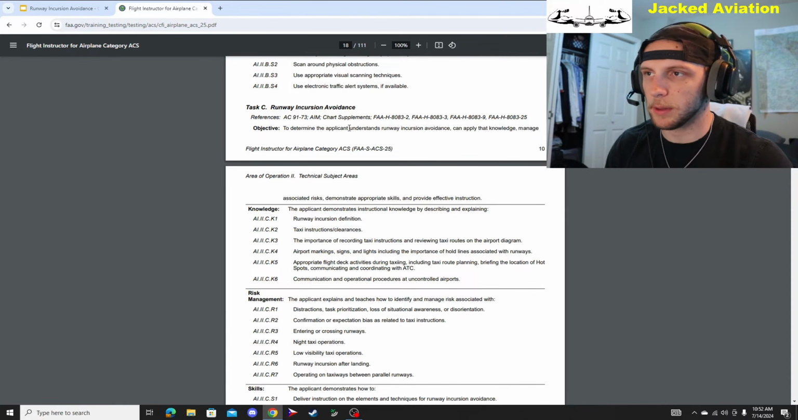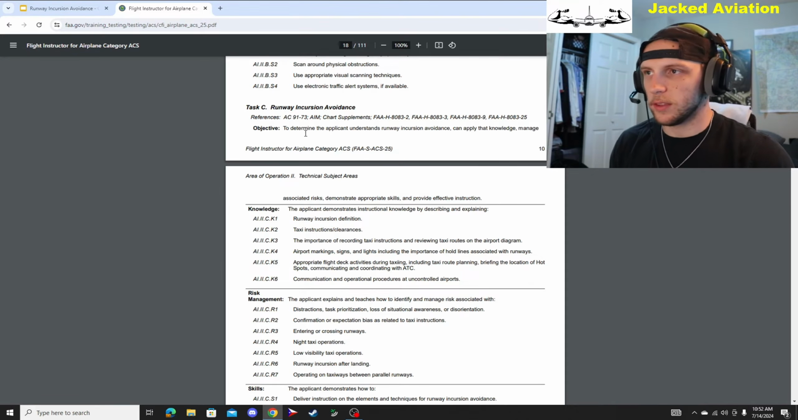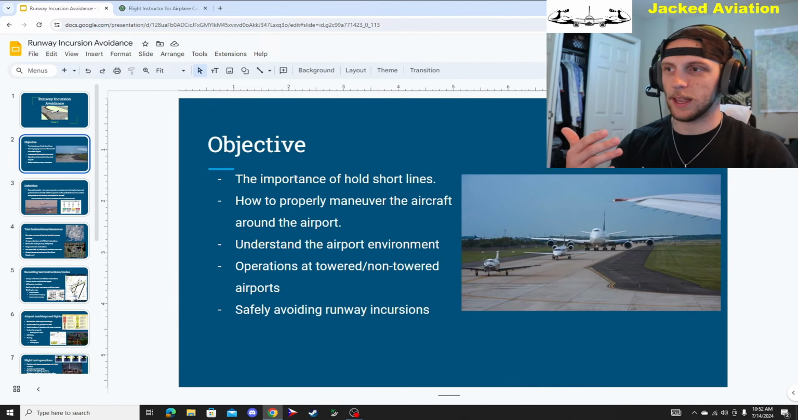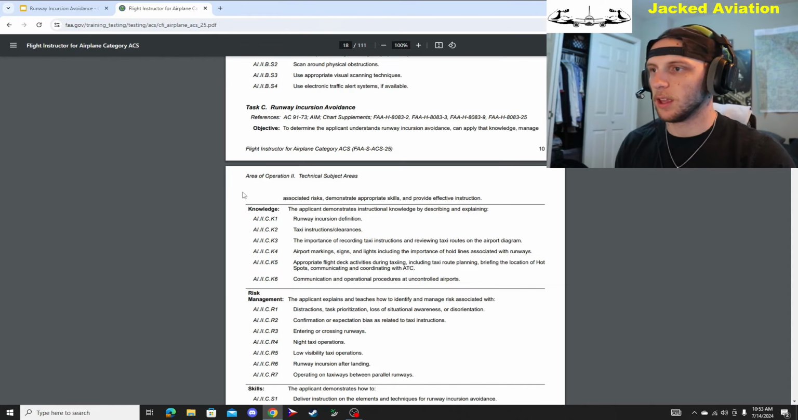Determine the applicant understands runway incursion avoidance, can apply that knowledge, manage associated risk, demonstrate appropriate skills, and provide effective instruction. Well, this objective kind of sounds like we already have a similar objective of the outcome we're trying to achieve. Then we have the actual knowledge, what we have.